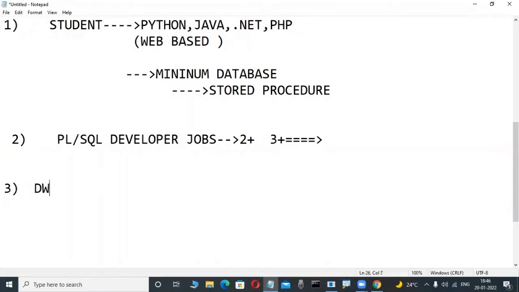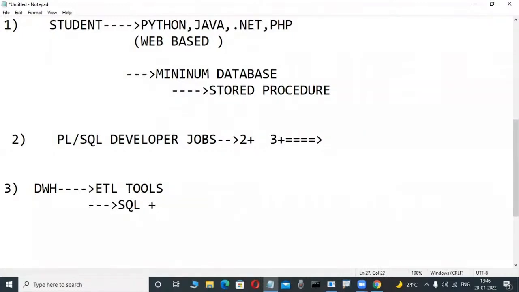Data warehousing technologies are there. In that, ETL programmers and reporting programmers are there. Extraction, transformation and loading, ETL tools are there. These persons need a little bit of SQL knowledge. PL/SQL is not required, just SQL knowledge, having an idea.